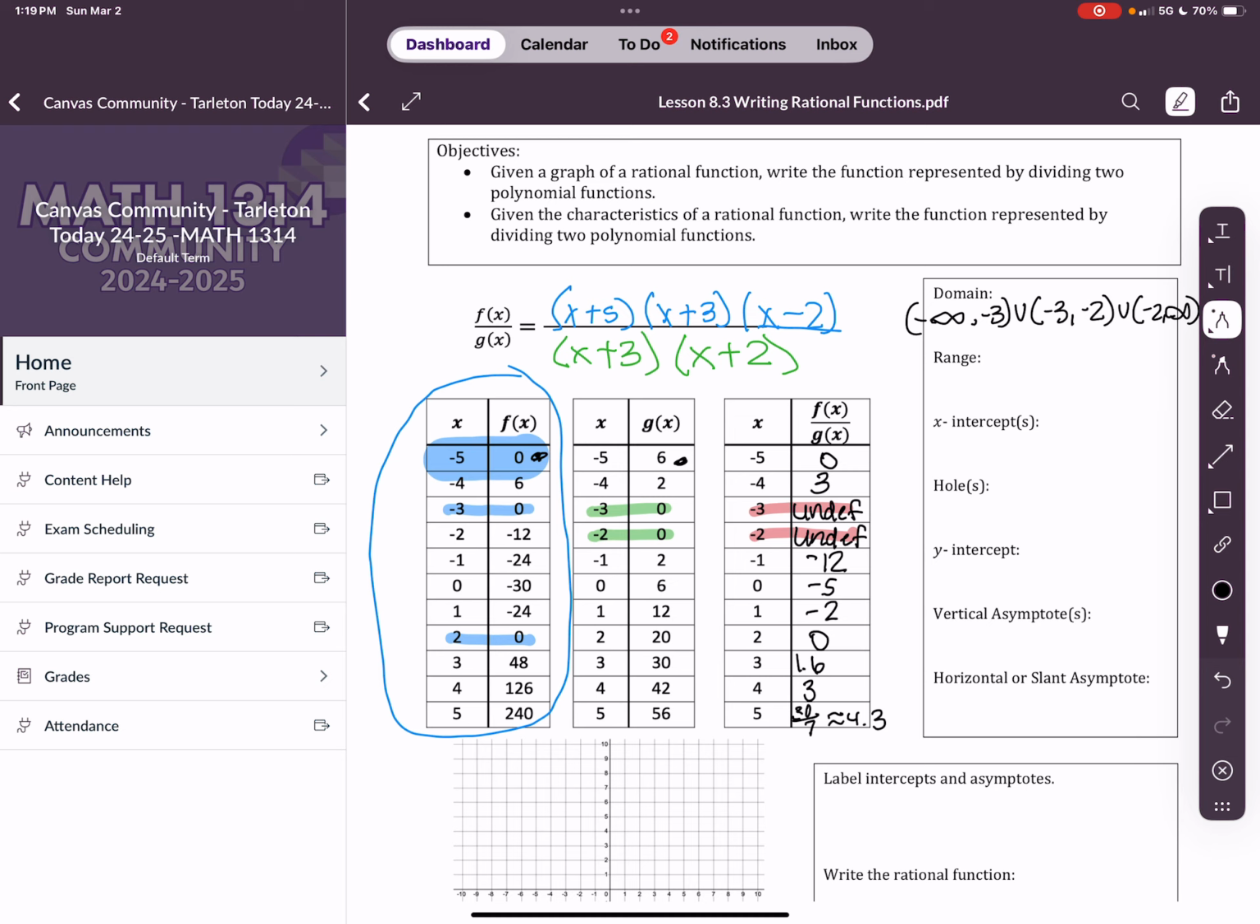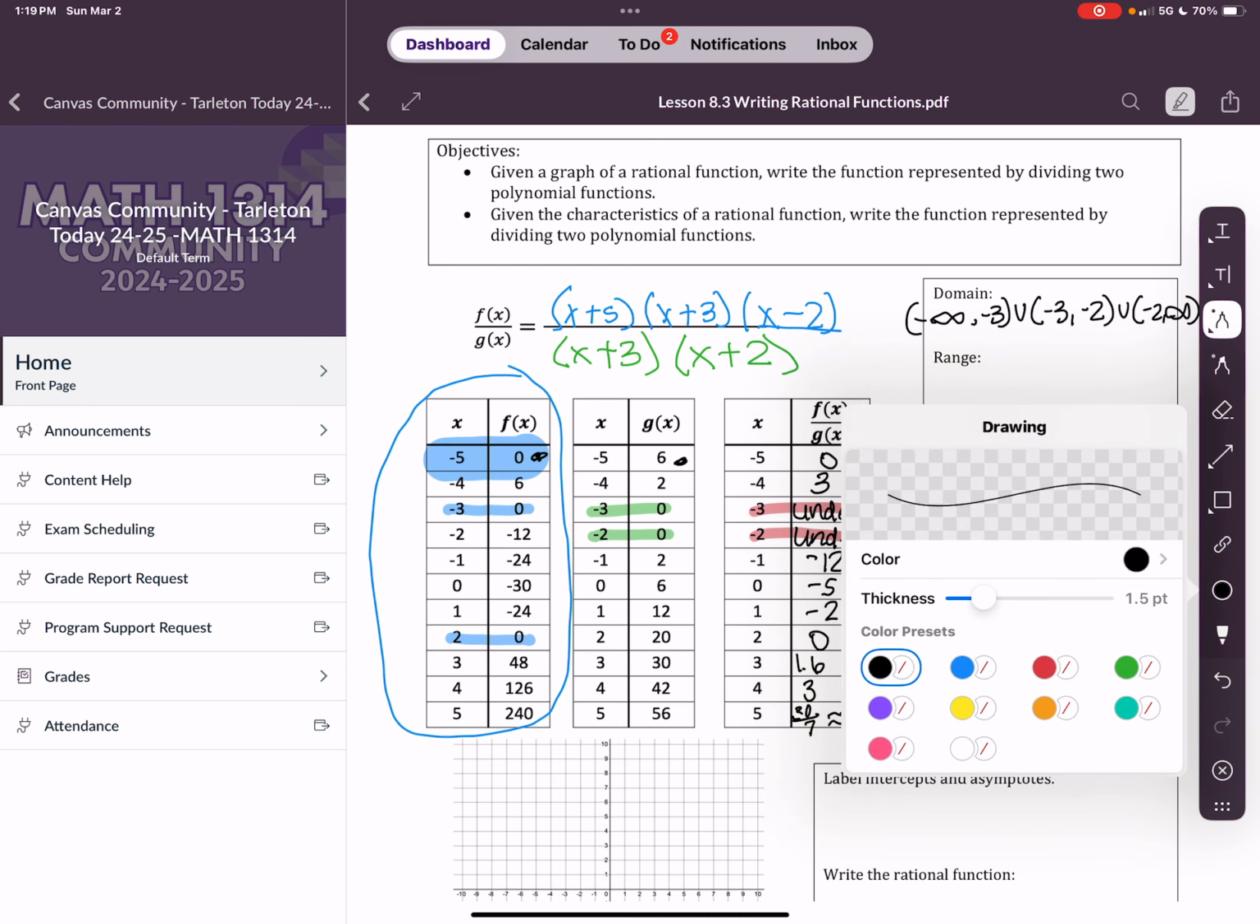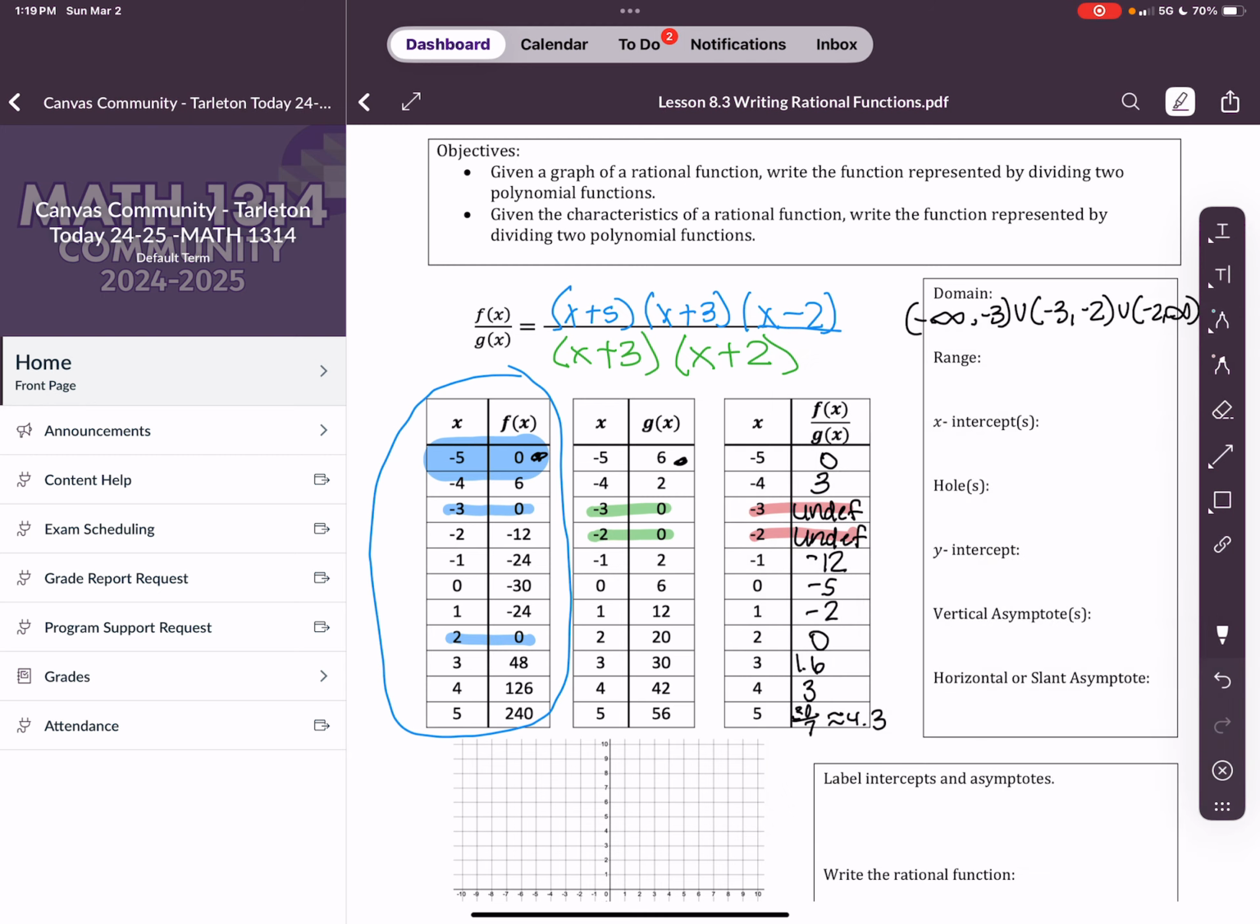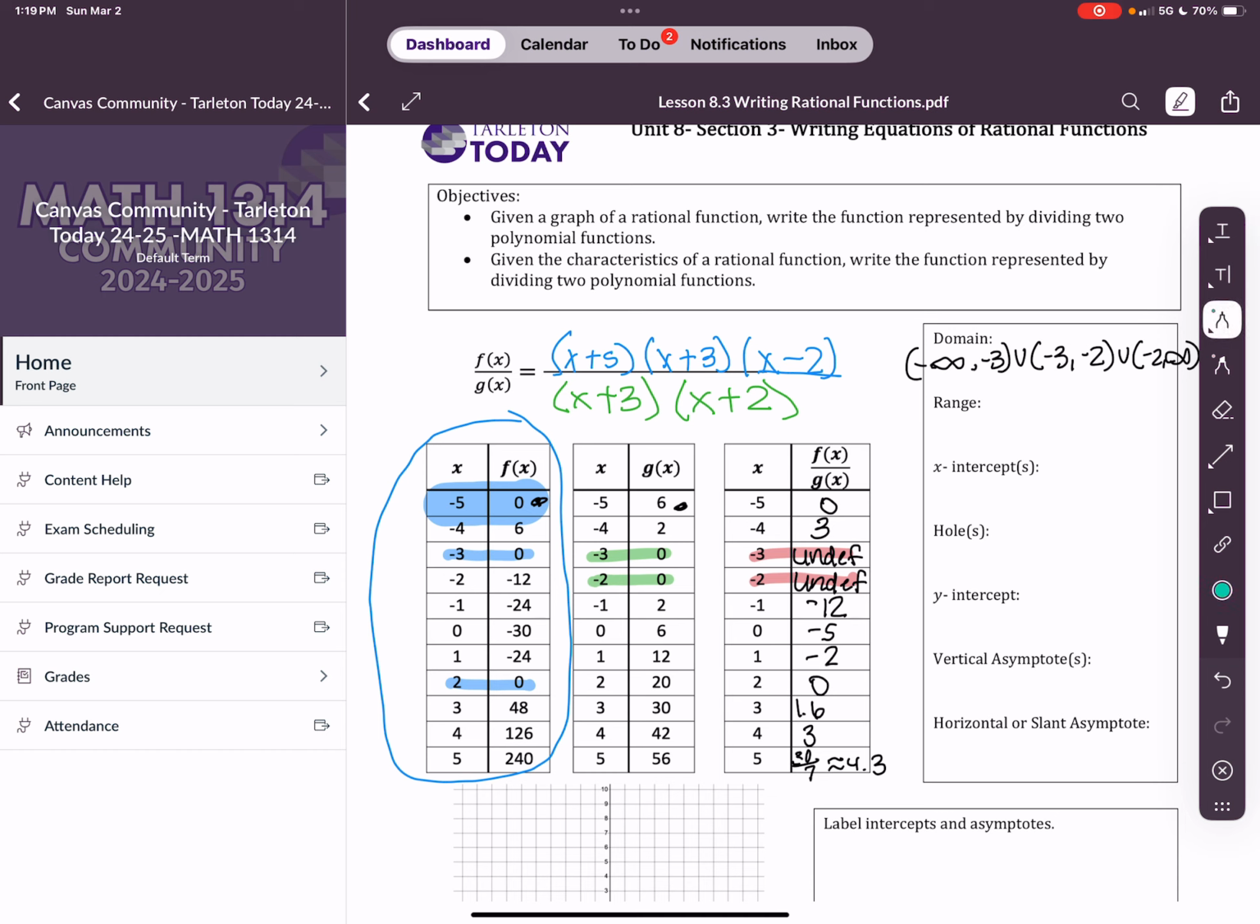Okay, I'm going to come back to the range after we've gone over our horizontal and our slant asymptote. So we're going to skip range for just a second. So now it's asking our x-intercepts. And when it's asking our x-intercepts, it is talking about just our f of x over g of x. Okay, so it's just talking about this part right here.